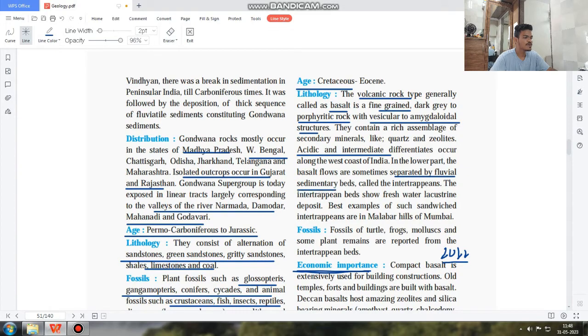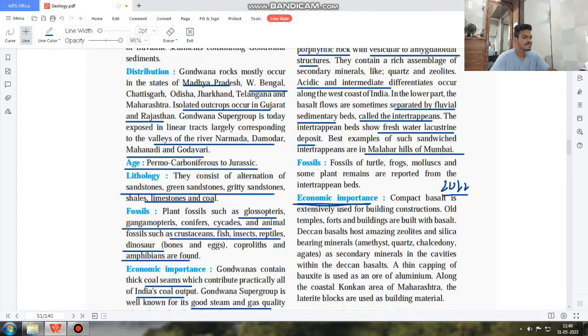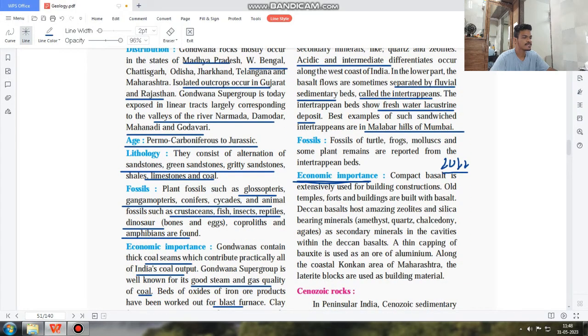In the lower part, what flows? Fluvial sedimentary beds, called intertrappean beds. And in intertrappean beds, freshwater lacustrine deposits are found. Best example is Malabar Hills of Mumbai. Okay, so Deccan Province is in our Mumbai only. Whoever is staying in Mumbai, Malabar Hills of Mumbai. Fossils are what?